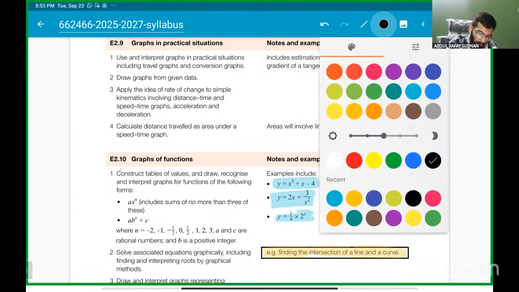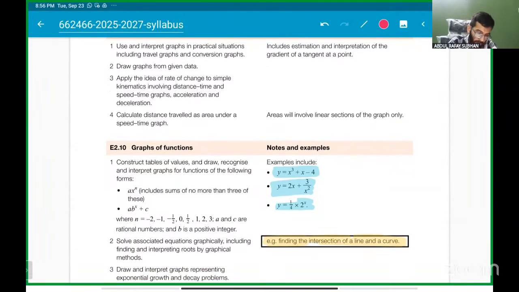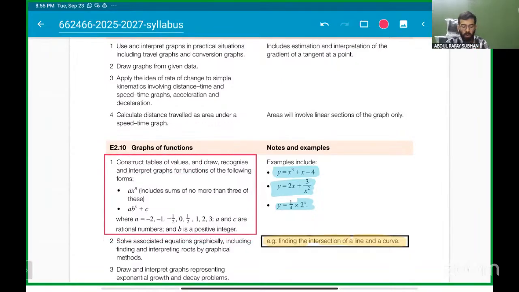So what does the examiner want from you? Can the student construct the table of values, draw and recognize the graph in the form of ax to the power of n, including the sum of no more than three of these, where the power value can be -2, -1, minus half, 0, half, 1, 2, 3. A and c are rational numbers, and b is a positive number. Look at point number one. Have we done all of this or not? So we have done all of this.